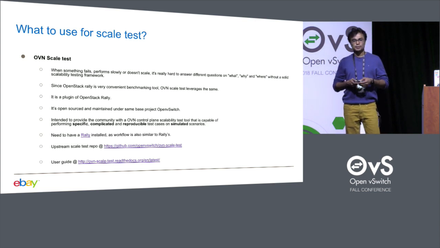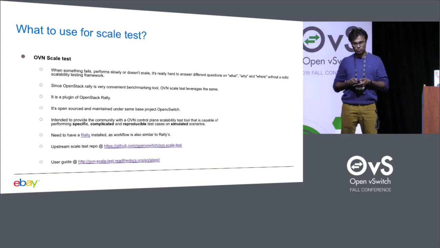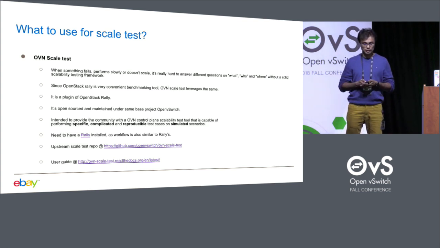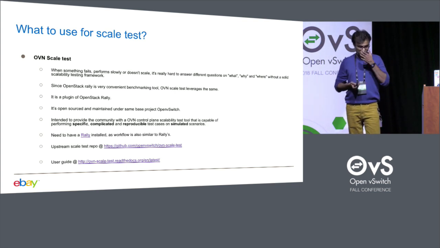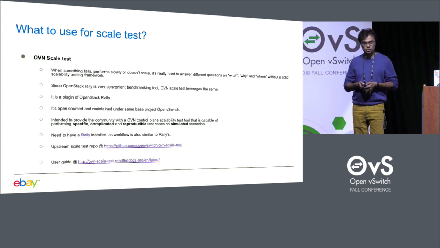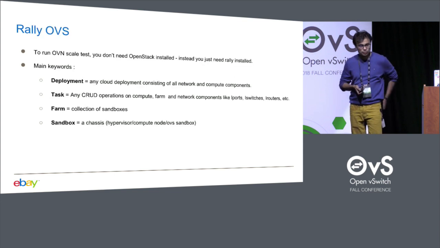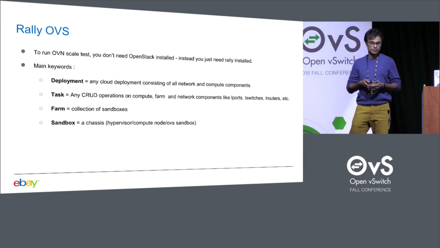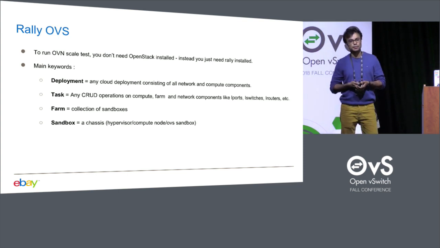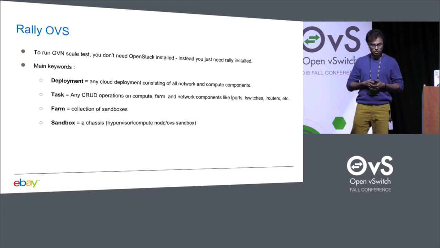Rally is a nice, convenient benchmarking tool. It gives you a nice report of what the failures were and what the successes were. The upstream repo for the OVN scale test is ovn-scale-test on GitHub. Feel free to try it out. Now, for scale test, you basically don't need an entire OpenStack deployment. You just need Rally installed, and then on top of that, you follow the installation steps.